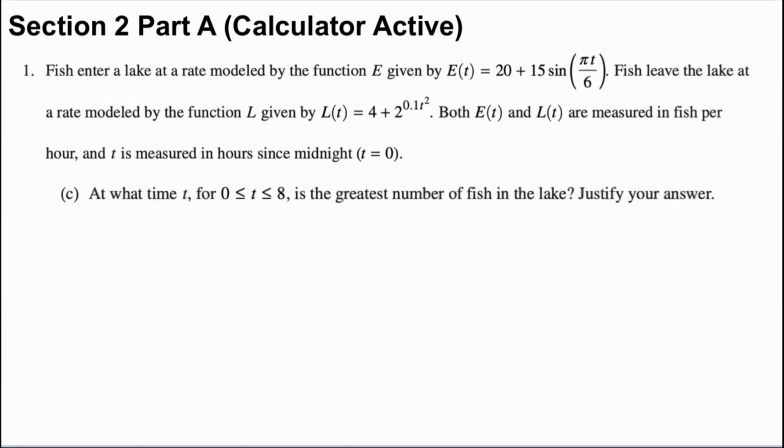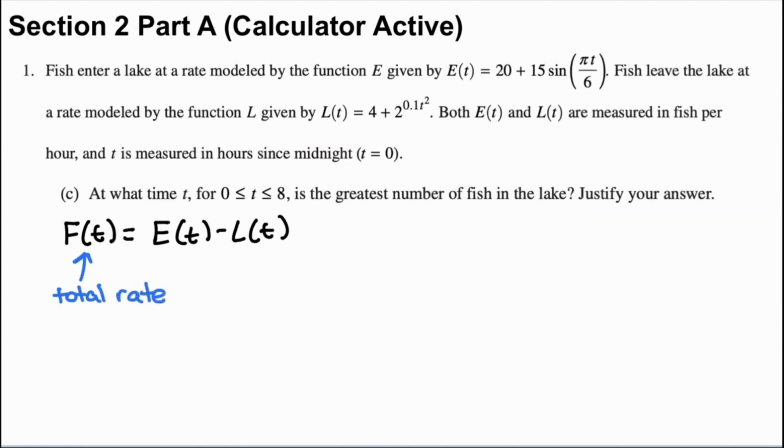Now for C, at what time t, for 0 is less than or equal to t is less than or equal to 8, is the greatest number of fish in the lake? Justify your answer. So to find the total rate of fish in the lake, we're going to have to establish a new function. I'm just going to say that this new function is f of t. You can realistically name it whatever you would like, as long as it's equal to E of t minus L of t. This is our total rate, because we are subtracting the number of fish that leave from the number of fish that enter to give us the total.